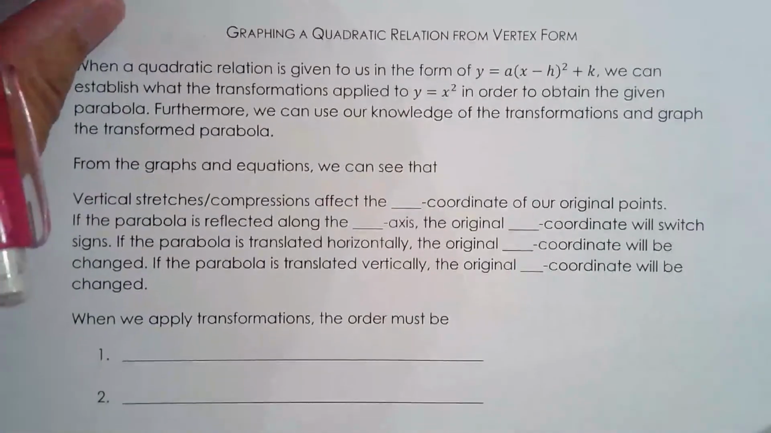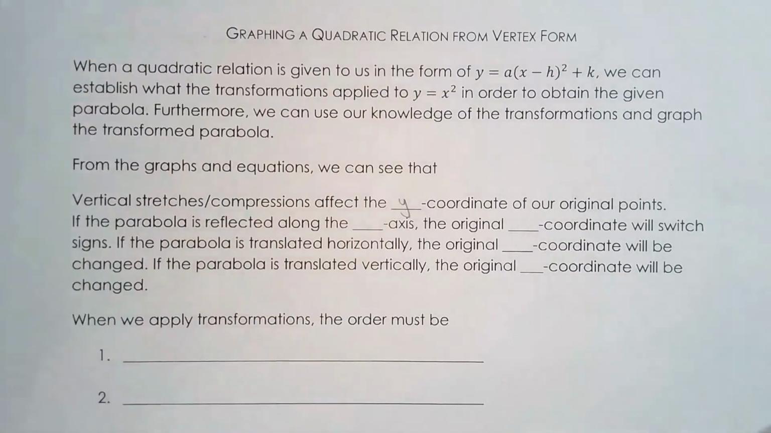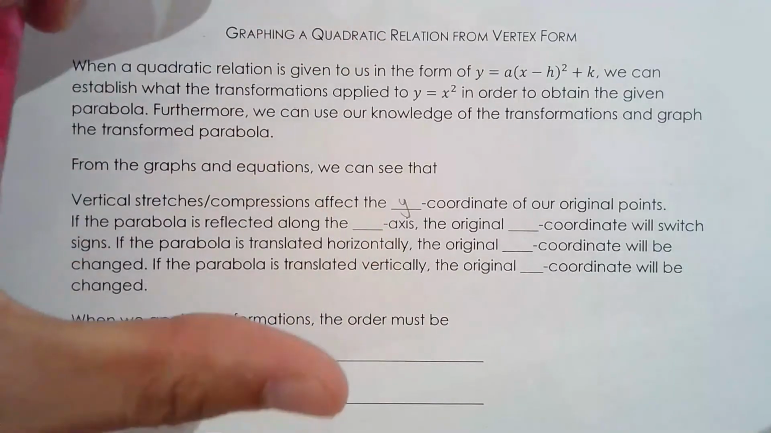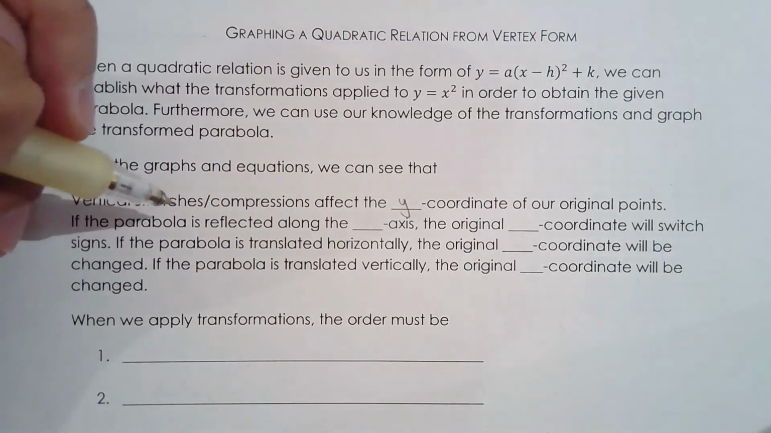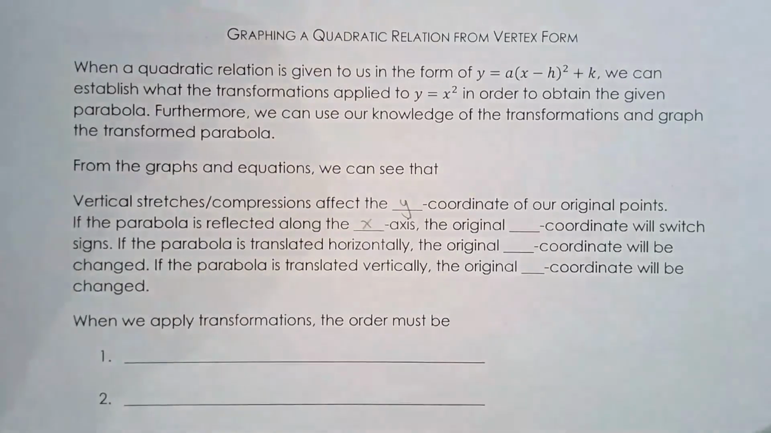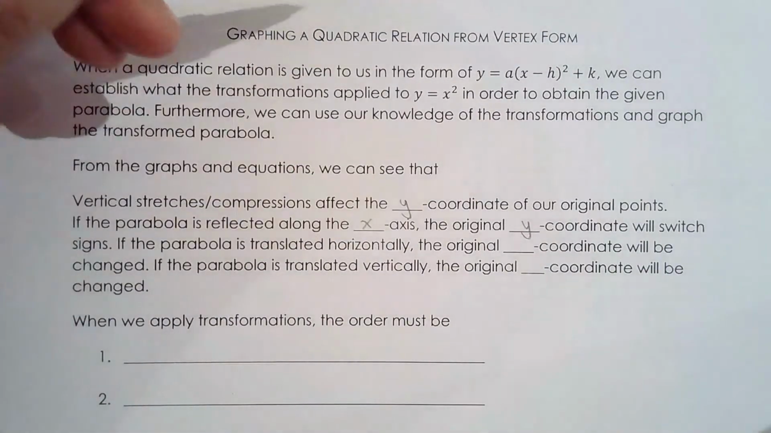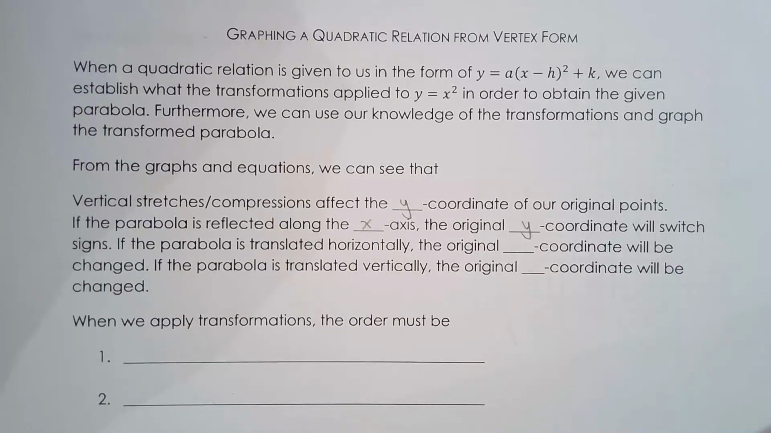Okay, so based on your understanding of transformations and the parameters a, h and k, vertical stretches or compressions affect the y-coordinate of our original points. Remember, it's that vertical distance from the point to the x-axis. So that distance can increase, or that distance can decrease. If the parabola is reflected along the x-axis, the original y-coordinate will switch signs, right? Because instead of going up, for example, to reach the point, you have to go down from the x-axis. So yes, the original y-coordinate will switch signs.